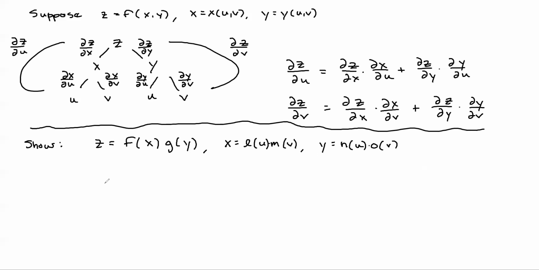Now, can we get back to these originals? Well, the way to do it is to take these two definitions and plug them in to actually create the composition. Right? So if we did that, we're going to have f, and then inside of f, we're going to have L of u times m of v. And then we have g, and then inside of g, we're going to have n of u times o of v.